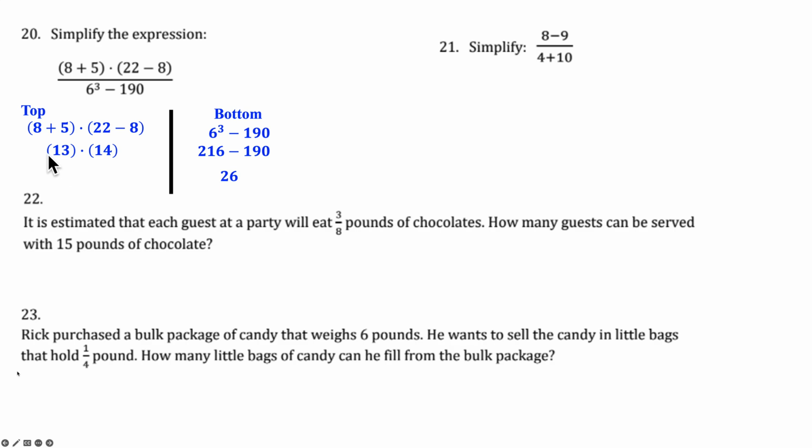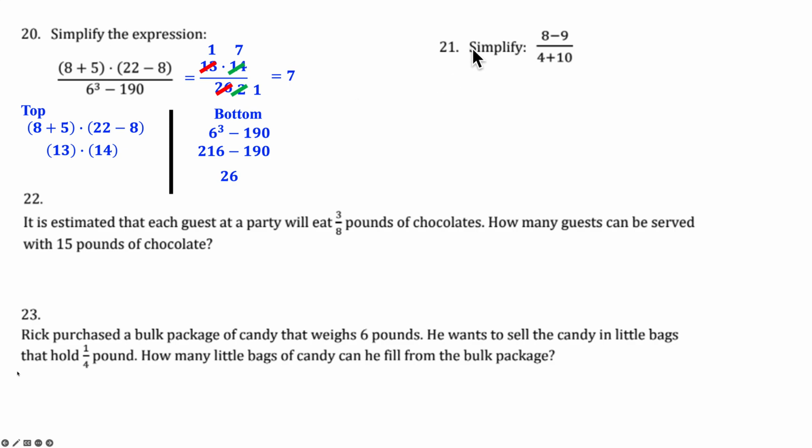All right, now put the top back on the top, 13 times 14. Put the bottom on the bottom. Oh, see why we didn't want to multiply that together? 13 goes into 26 twice. So we can reduce this to 14 over 2. We can reduce it one more time. 7 over 1, we get 7 for a final answer.